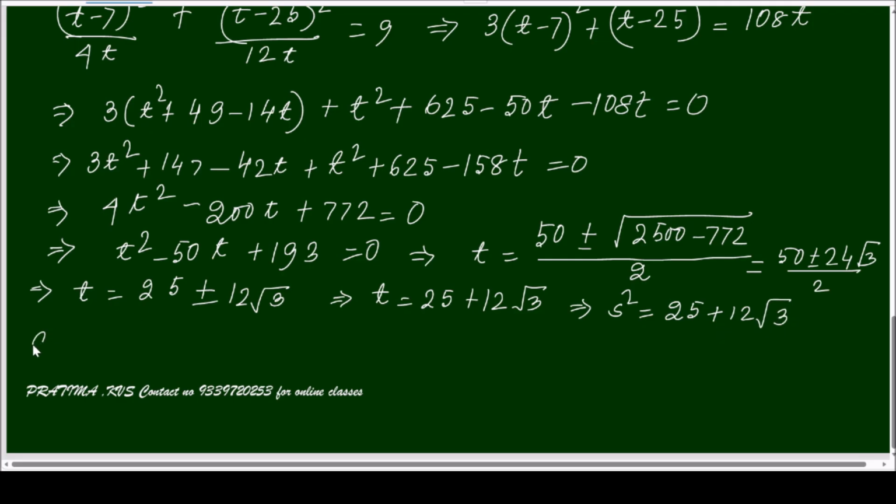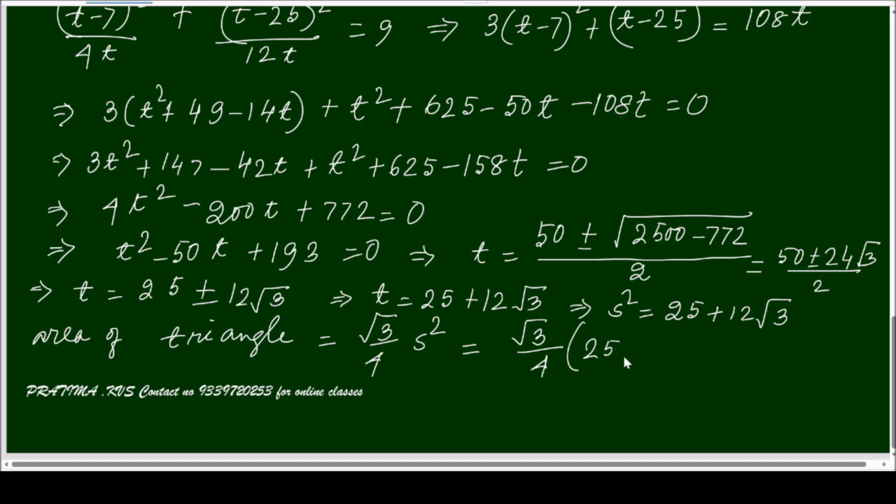Now the area of the triangle equals, since it is an equilateral triangle, root 3 by 4 side square, side was s, so it will be s square. So the answer will be root 3 by 4 multiplied by (25 plus 12 root 3). If we simplify a little bit, it will be 9 plus 25 over 4 root 3. So this is the solution. Thank you for watching. Please keep on watching.